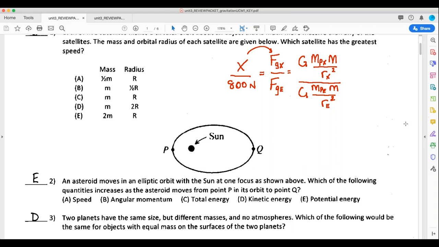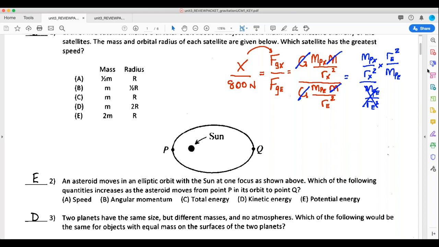So when we do it this way, we can see that G doesn't matter. We can see that the mass of the thing doesn't matter. Now, this boils down to mass of planet X over radius of X squared, divided by mass of planet Earth over radius of Earth squared. This is a complex fraction. I have a fraction over a fraction, so I'm going to multiply by the reciprocal. I'm going to multiply by the radius of Earth squared and divide by the mass of planet Earth, right? I'm multiplying by the reciprocal of what was in my denominator.